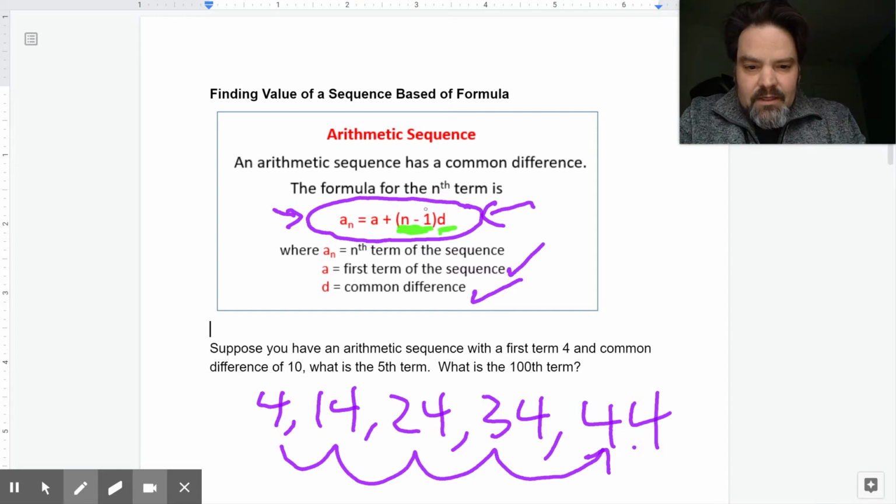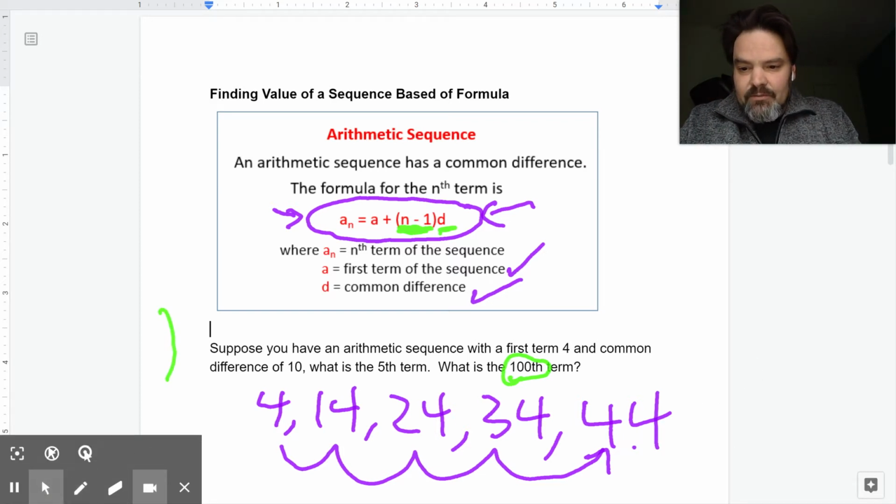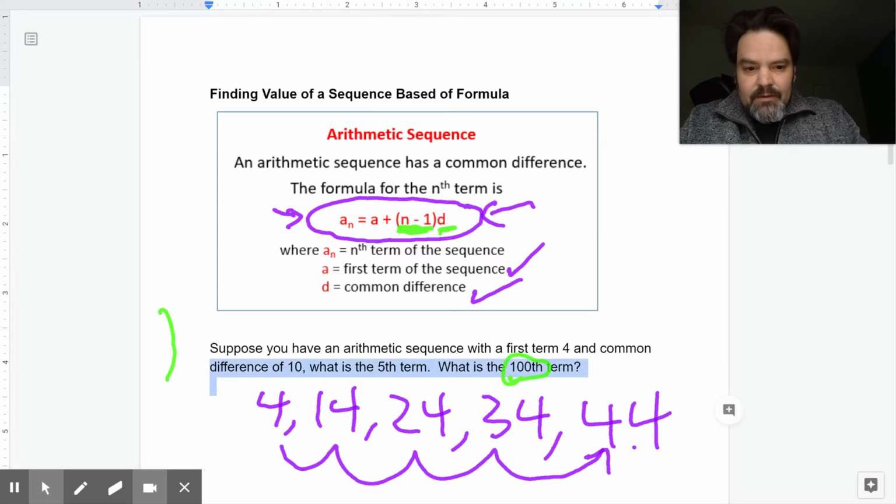So now let's take a look at using it. To find the 100th term, it would sure be a hassle to write out 100 terms. But based on this formula, I know that doing the 100th term is the same thing as adding 10 99 times. So I just need to add 10 99 times, or another way to say that is I'm going to multiply by 99.